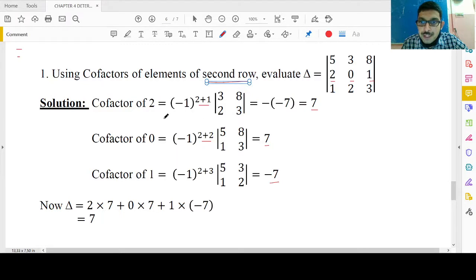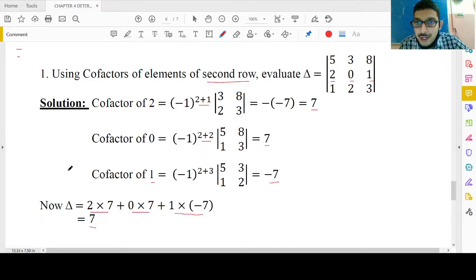Now you have to get the value of the determinant, you have to multiply the cofactor with the corresponding elements. So that means the cofactor of 2 is 7, so 2 multiplied with 7. Cofactor of 0 is 7, so 0 multiplied with 7. Then cofactor of 1 is minus 7, so 1 multiplied with minus 7. Then the sum of this, that is 14 minus 7, so the value of the determinant is 7.